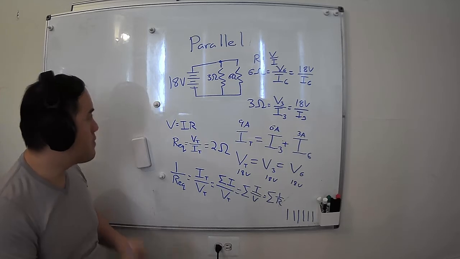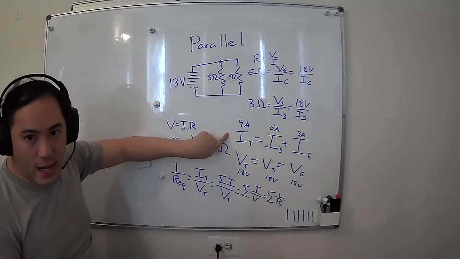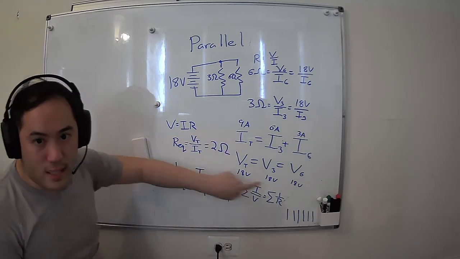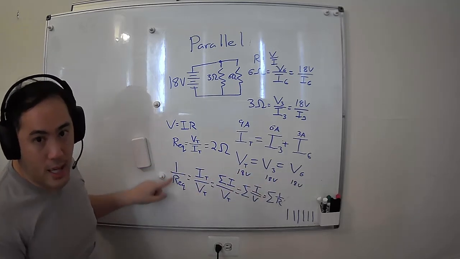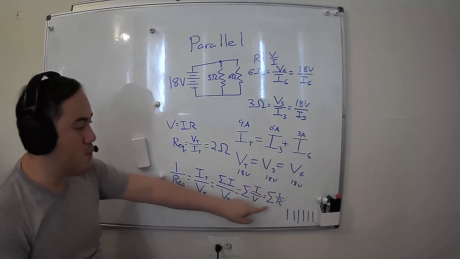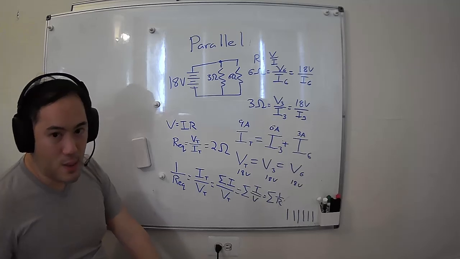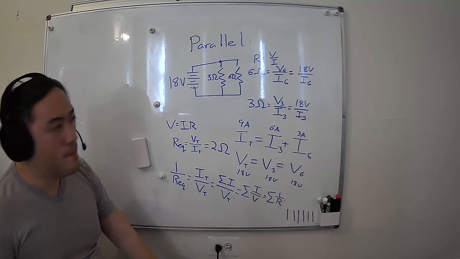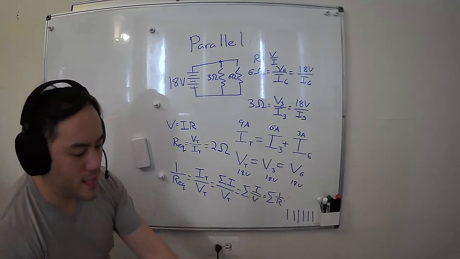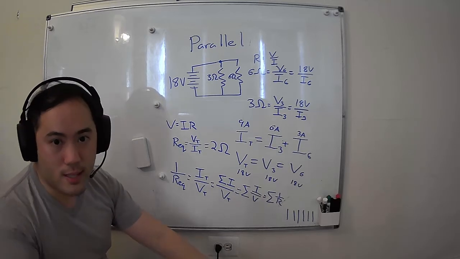So these are the rules for parallel circuits. I is the sum, V is the same, not the sum, and 1 over Req is the sum of 1 over R. Looks very similar to our other rule, but it's not the same. So that's parallel as opposed to series. Those are the 2 shortcuts.